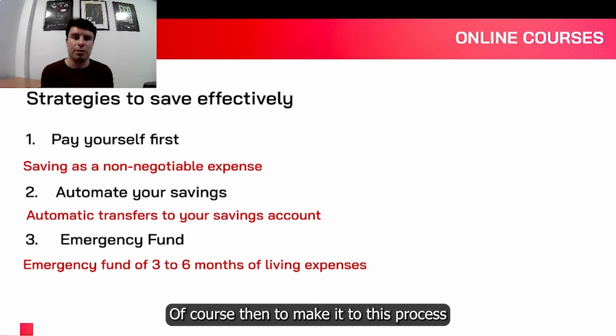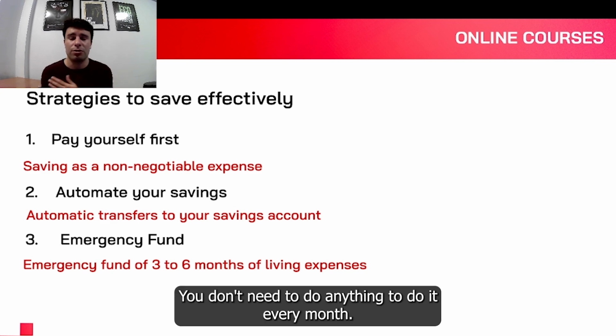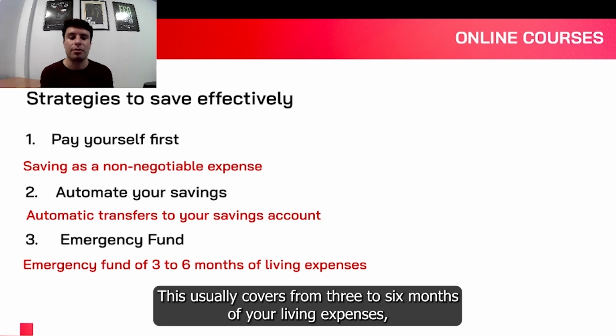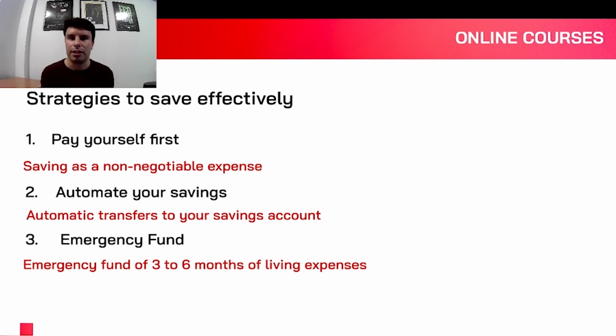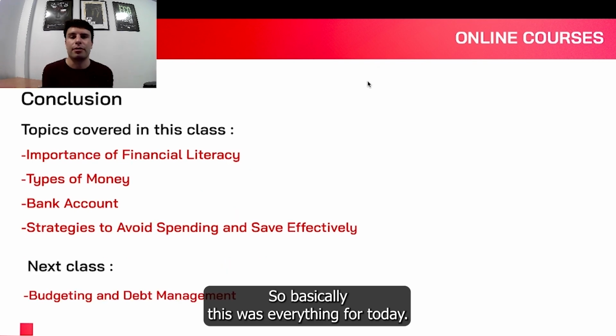Then to make this process effortless, you should always try to automate your savings, so you don't need to do anything to do it every month. And it's also very important to have an emergency fund. This usually covers from 3 to 6 months of your living expenses, and it can be considered your financial safety net.